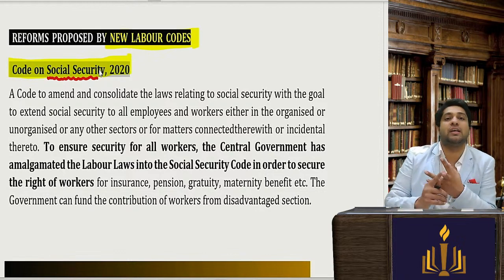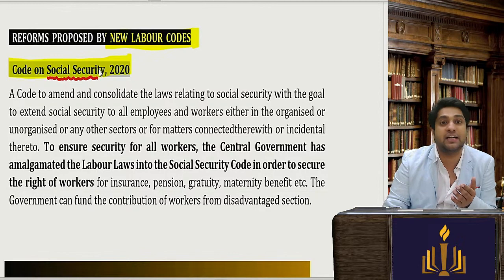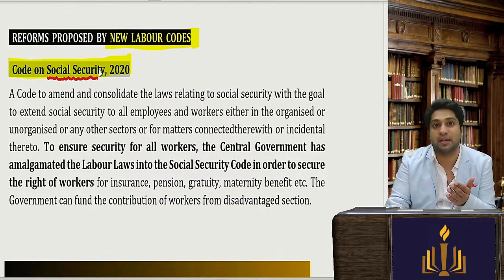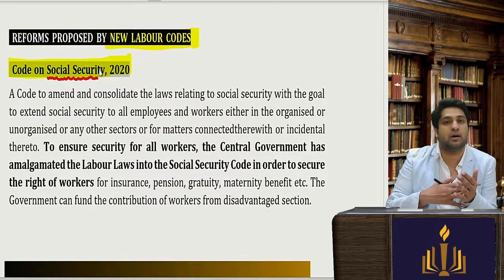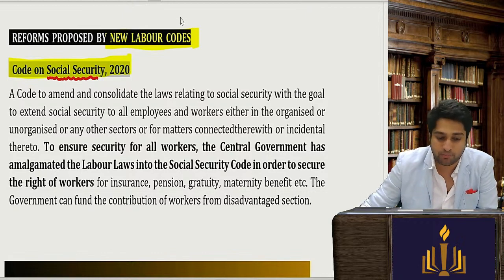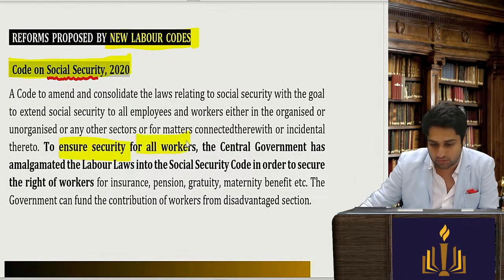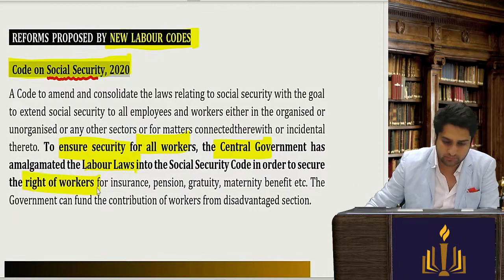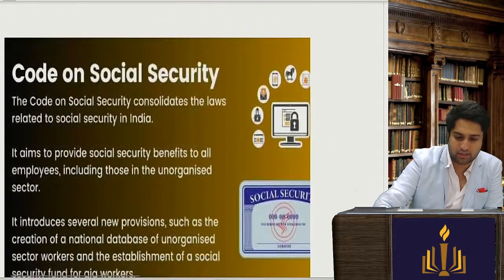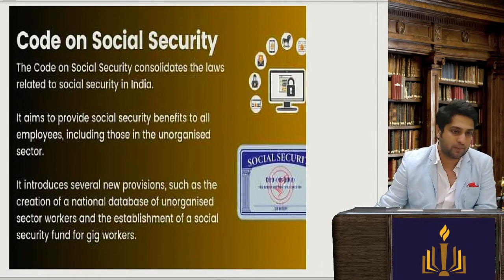A social security is extended to a person in time of difficulty, in time of retirement, in time of disablement, or unemployment. To ensure social security to all the workers, the central government has amalgamated these laws into the social security code. So let's look at the features of the social security code.